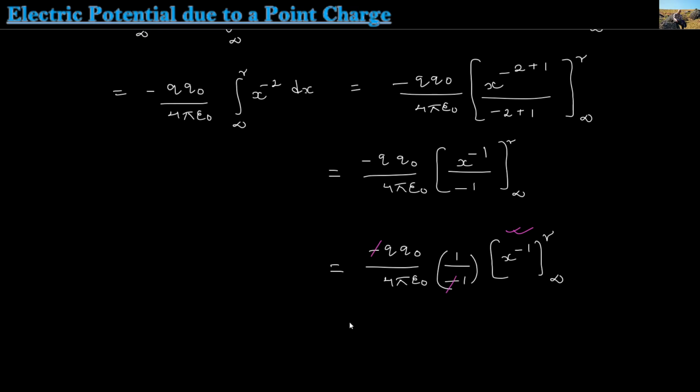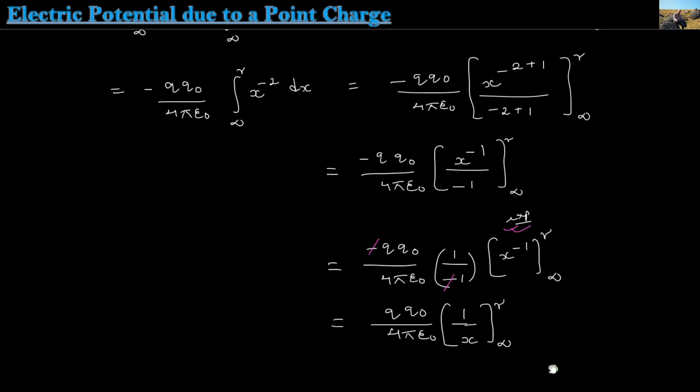So again, this will be equal to q naught, the negative signs get cancelled, then over here you have 4 pi epsilon naught. This is expressed in exponential form, and again we can express that in rational form, 1 divided by x. The lower limit is this and the upper limit is that.